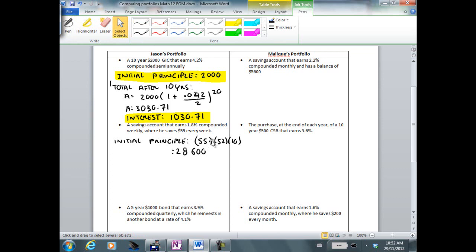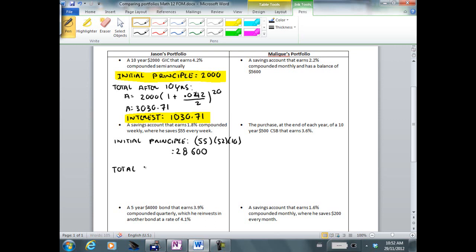Yeah, which means I take that 55, I put it into the bank. Okay? So now this is my initial principal. But we're not done yet. Now I'm looking for the total in 10 years.